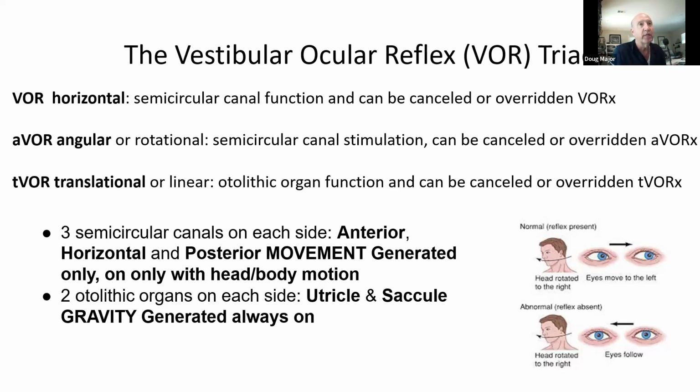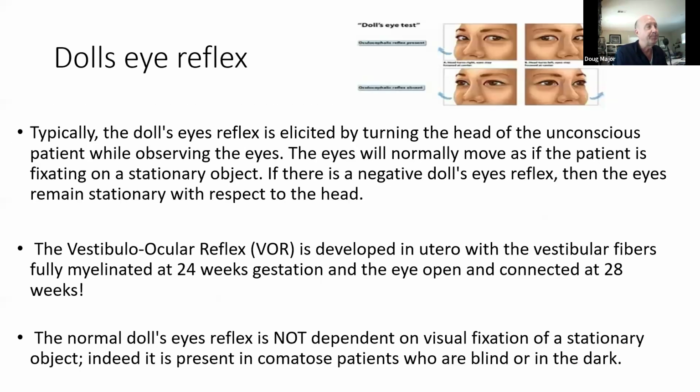We'll use the terminology AVORX. And the translational VOR is linear, can also be overridden, which is exciting. We'll discuss that, and that's the TVORX. So just remember that these semicircular canals go with motion, and the canal has to do with motion. The otoliths are always on.